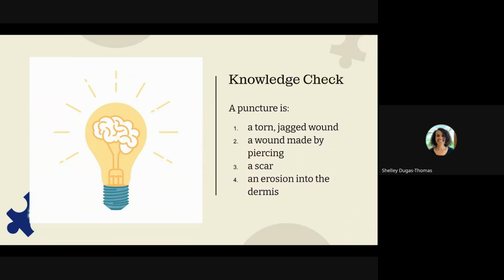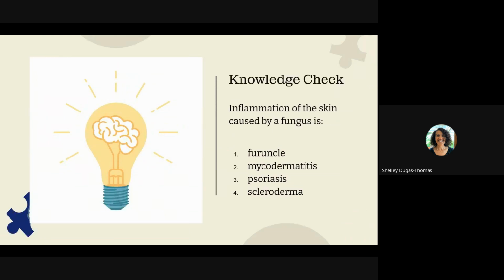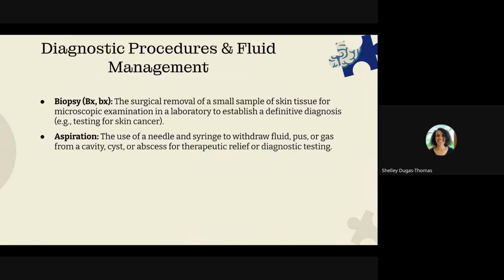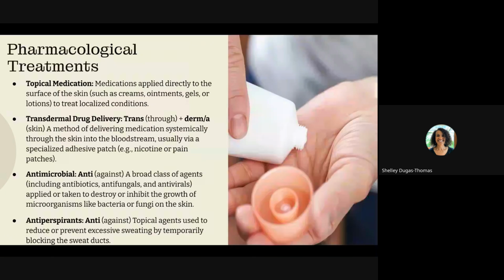Here's a knowledge check. We're going to go on to diagnostics and interventions. A biopsy is just removing a physical tissue sample from a living patient to analyze it under a microscope for abnormalities like cancer. So that is the most common use of it. Aspiration is using suction via needle and syringe to draw out fluid or pus from a deep cavity, cyst, or abscess. So this can be used for testing or to relieve pain.